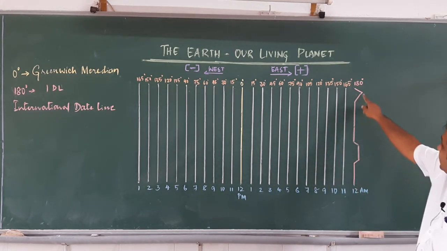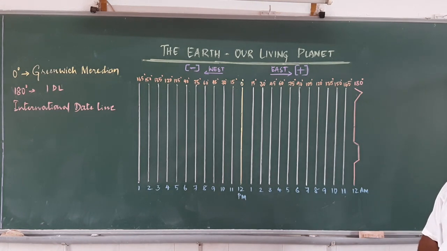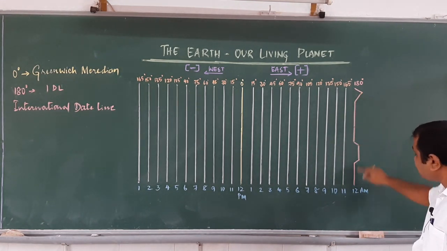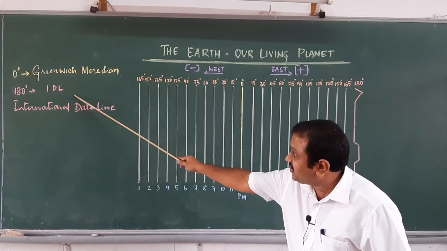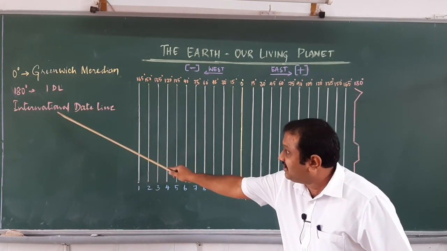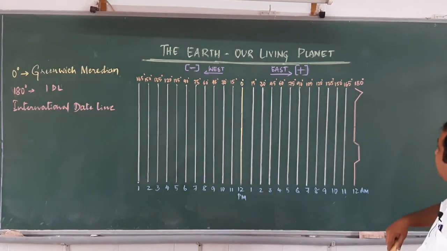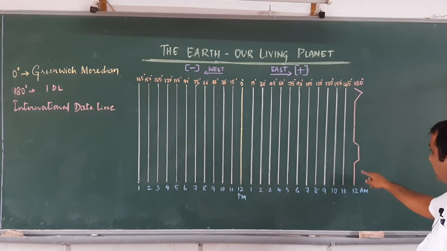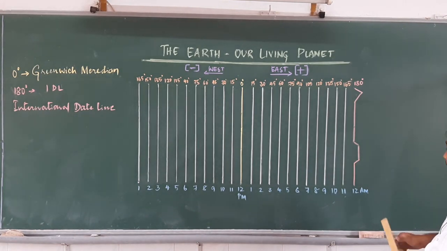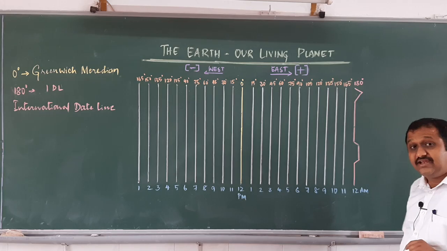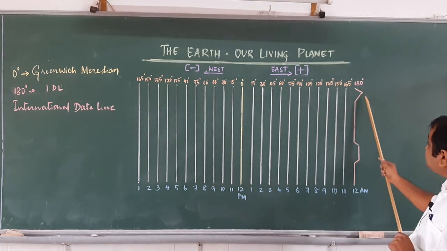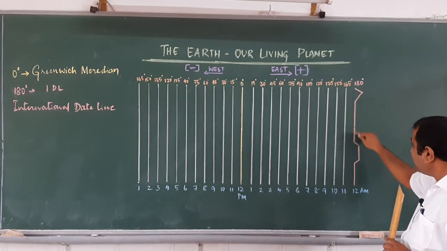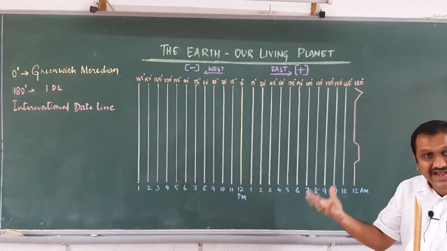And why have I demarcated this line in a zigzag way? Because this is what we call the international date line, which I have already written here. You can see 180 degree, IDL. IDL means international date line. Here, this is the international date line, which is demarcated with pink chalk. And this line is in a zigzag way because it is not touching any of the land masses.